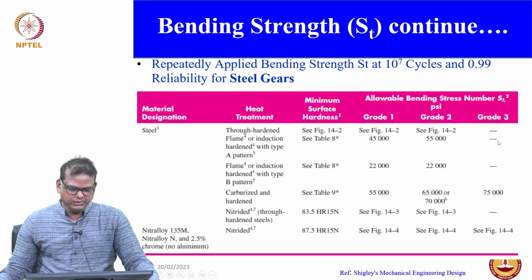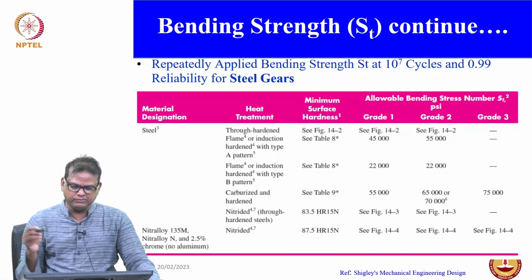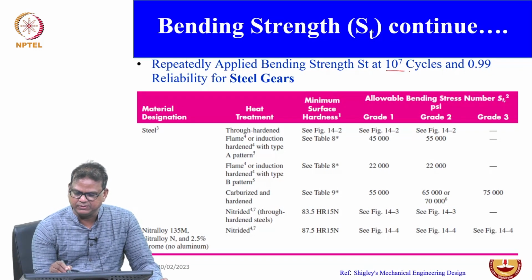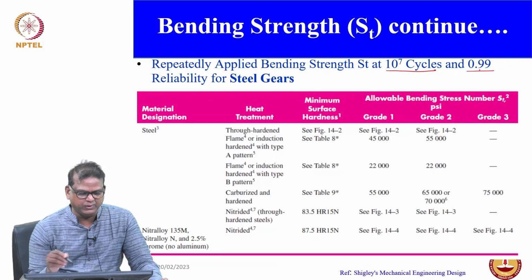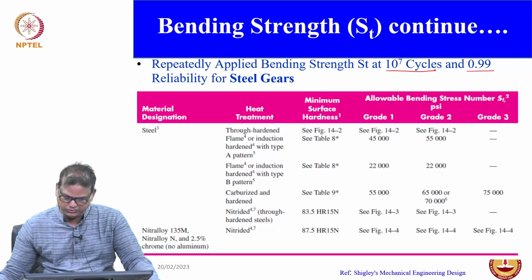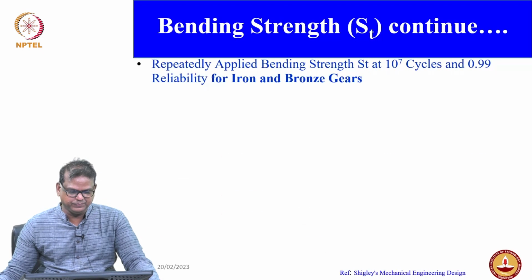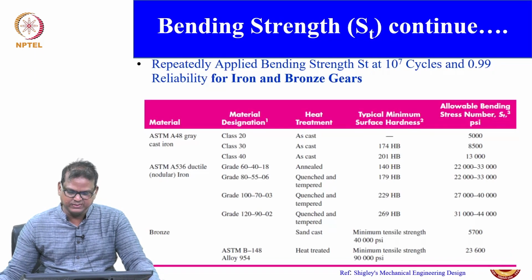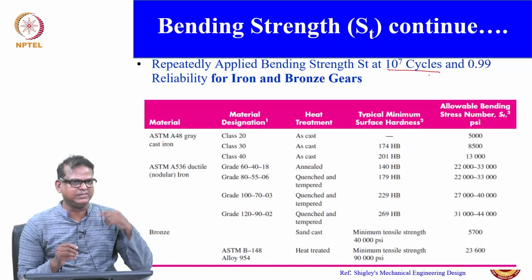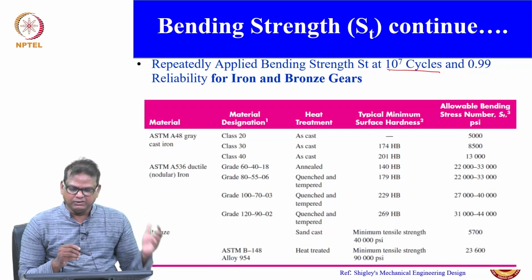Then usually you have to choose for meeting at least 10 million cycles, 10 power 7, with the reliability 0.99. This is another table, you can choose it. This is for iron and bronze gears. Again, always choose for a minimum of 10 million cycles, that is the life cycle, fatigue life cycle for the gear.